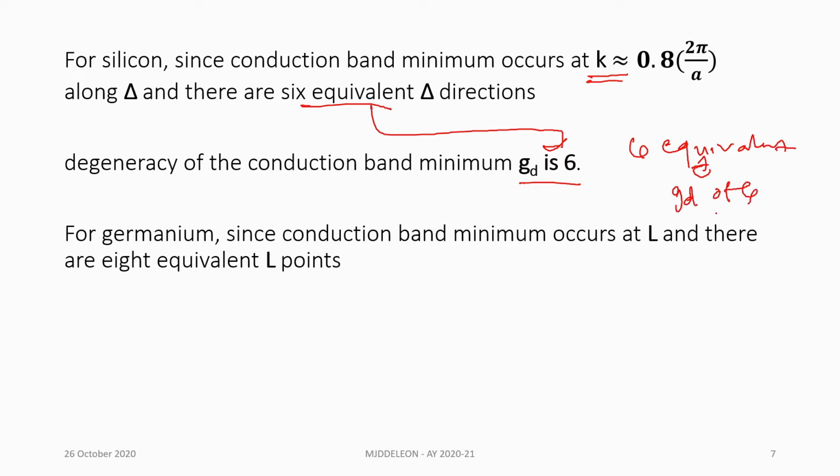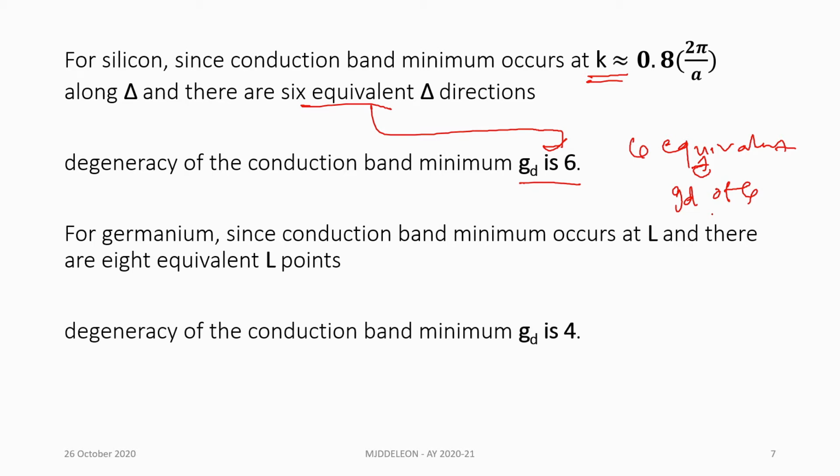For germanium naman, since the conduction band minimum occurs at L, and there are 8 equivalent L points, the degeneracy of the conduction band minimum is 4. Bakit 4? Tama ba yan? Yes, tama yan. So, even though there are 8 equivalent L points in germanium, makita natin that the degeneracy of the conduction band minimum will be 4.